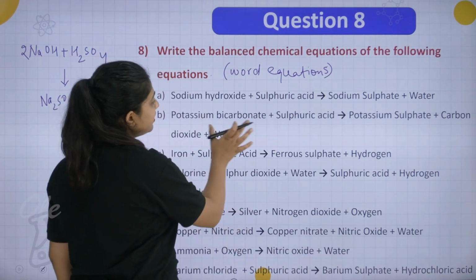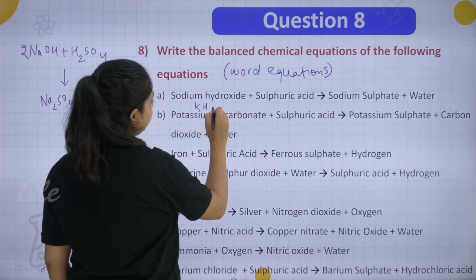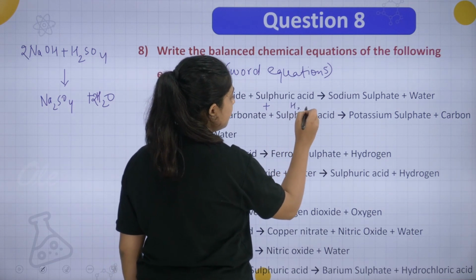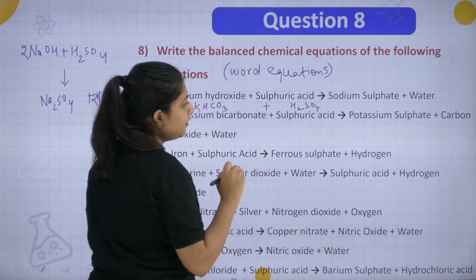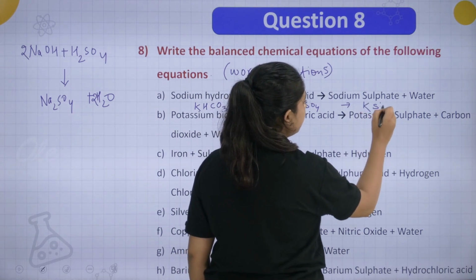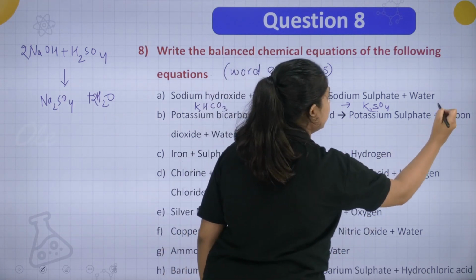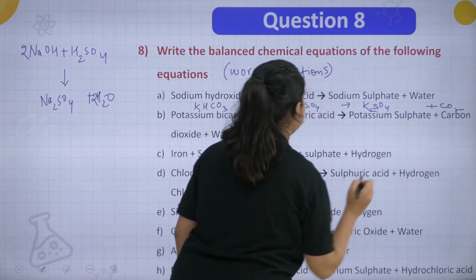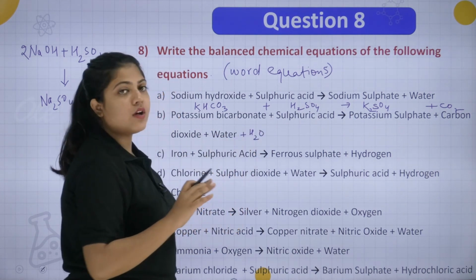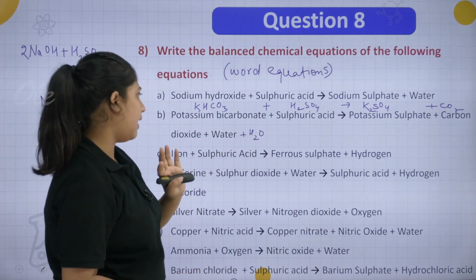Similarly, potassium bicarbonate, that means KHCO3, plus sulfuric acid, that means H2SO4, gives potassium sulfate, that means K2SO4, and carbon dioxide, that means CO2, plus water, that means H2O. So you are going to write the equation like this, then you are going to solve it out, okay.